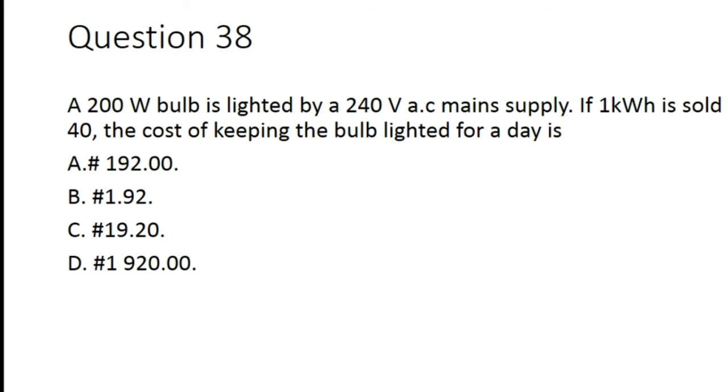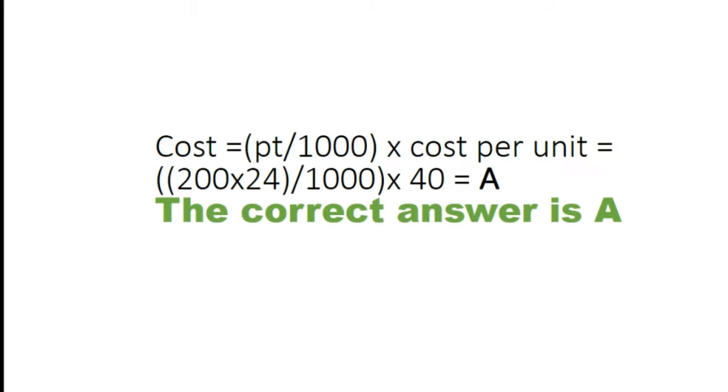38. In the diagram above, a 200 watts bulb is lighted by a 240 volt AC mains supply. If 1 kilowatt-hour is sold at 40 naira, the cost of keeping the bulb lighted for a day is A. 192 naira, B. 1.92 naira, C. 19 naira 20 kobo, D. 1,920 naira. The correct option here is A. Let's look at how we got A. The cost is equal to PT over 1000 times cost per unit. So our P is 200, our T is 24, and when we divide that by 1000 and multiply it by 40, which is the cost per unit, we arrive at the answer A.